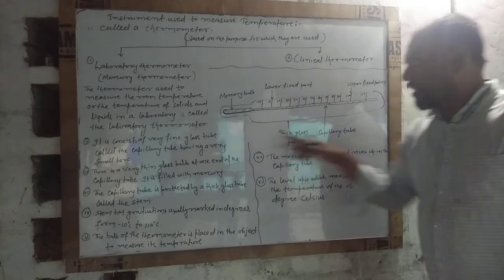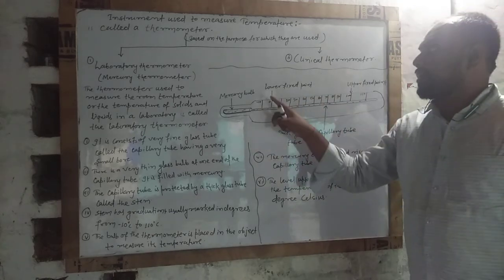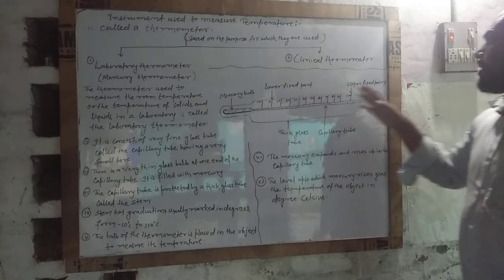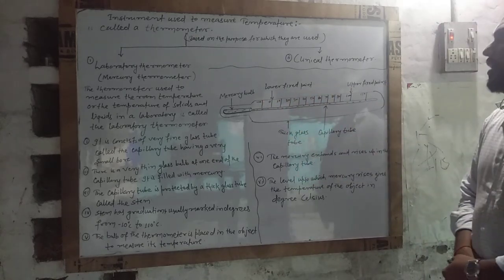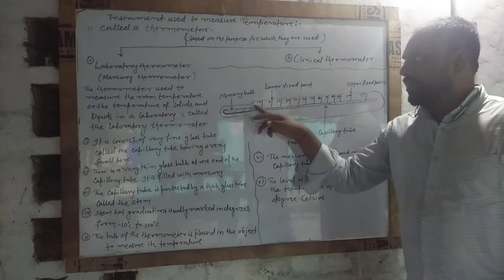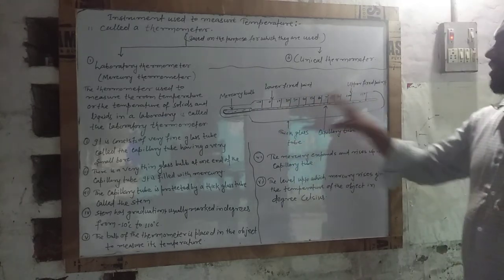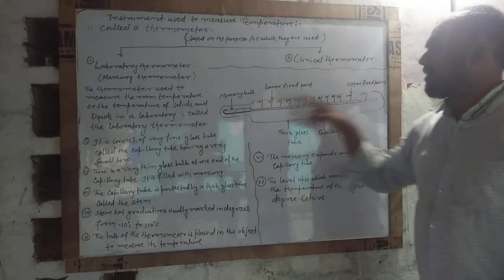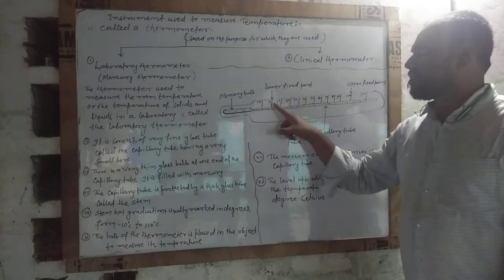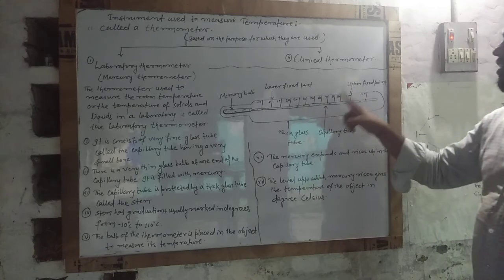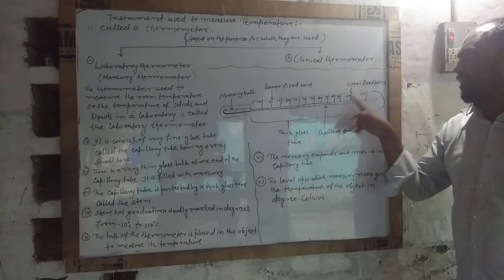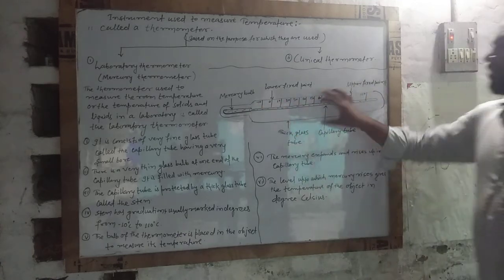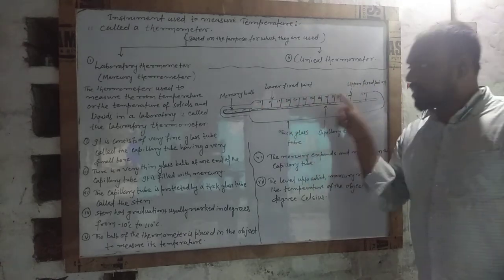The outer glass tube has a scale on it from -10 degrees to 110 degrees Celsius. The temperature measured by a laboratory thermometer is in Celsius, so the marking is in Celsius: -10, 0, 10, 20, 30, 40, 50, 60, 70, 80, 90, 100 and 110. This type of scale is made on the glass tube.